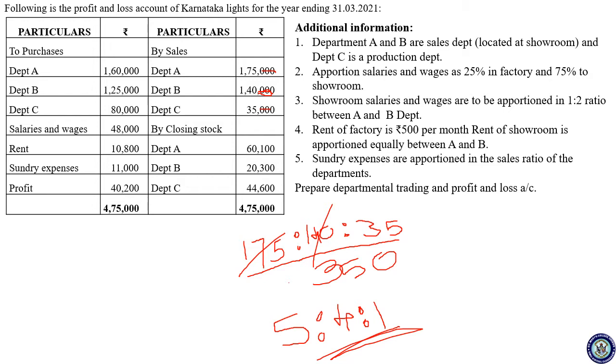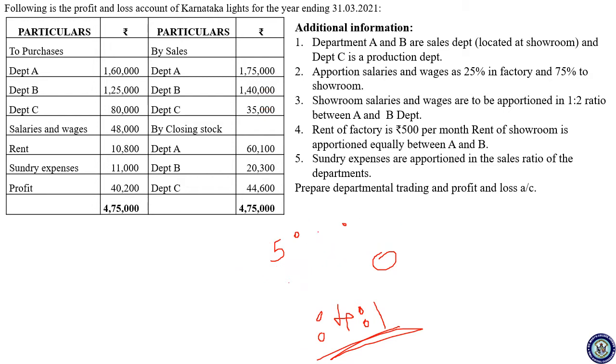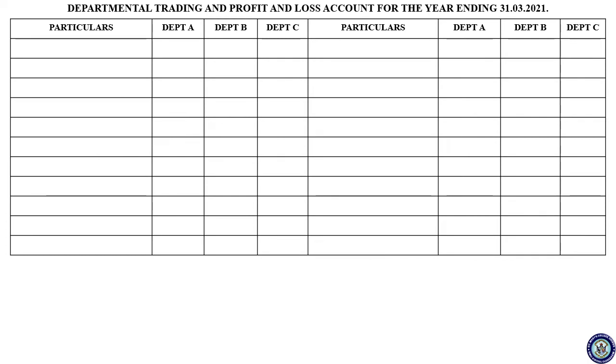So you have to prepare departmental trading and profit and loss account. Okay, so draw the lines. That is departmental trading and profit and loss account for the year ending 31st March 2001. If you want, you can add one column here. On both sides you can add one column, that is the total column, after department C.